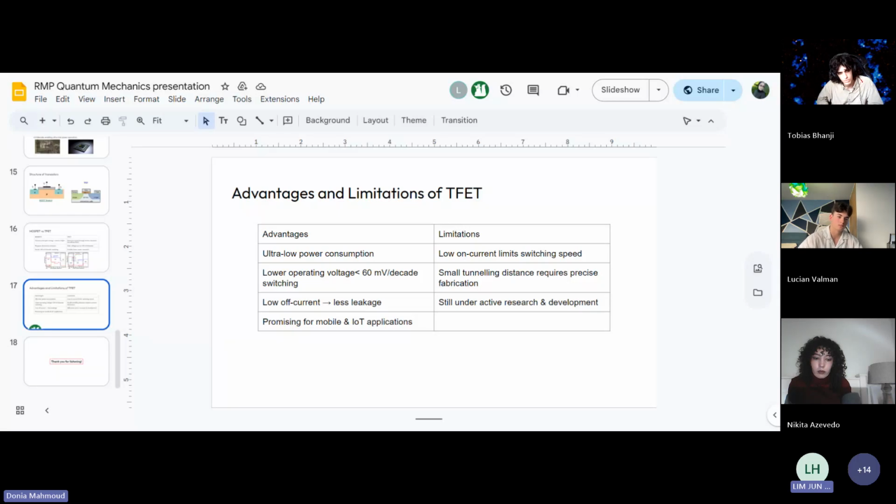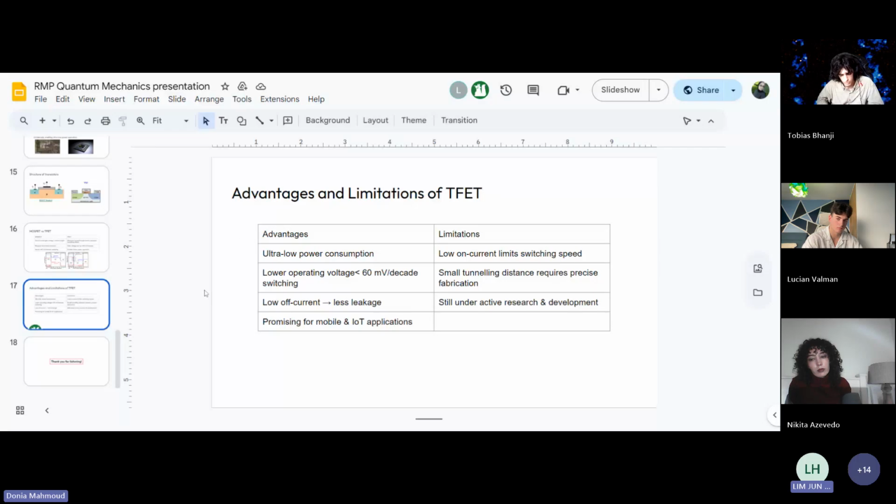And why is there low on current in the TFET? This is because quantum tunneling is less efficient than thermal emission in this case, and it requires very narrow and well-aligned energy bands. So this results in lower current when the device is on compared to a MOSFET. The second limitation is that the small tunneling distance requires precise fabrication. And last but not least, the TFET is still under active research and development.